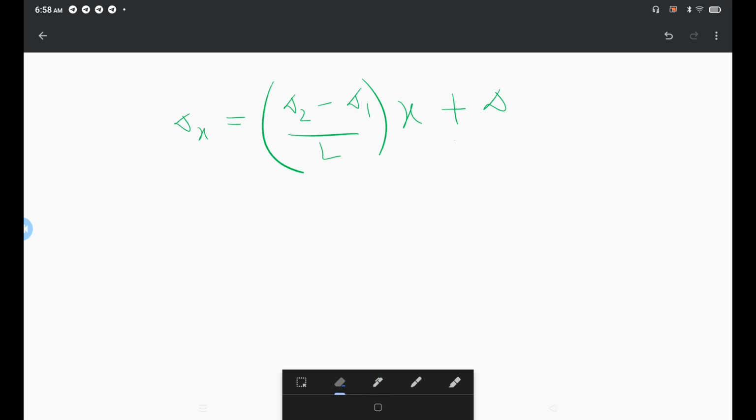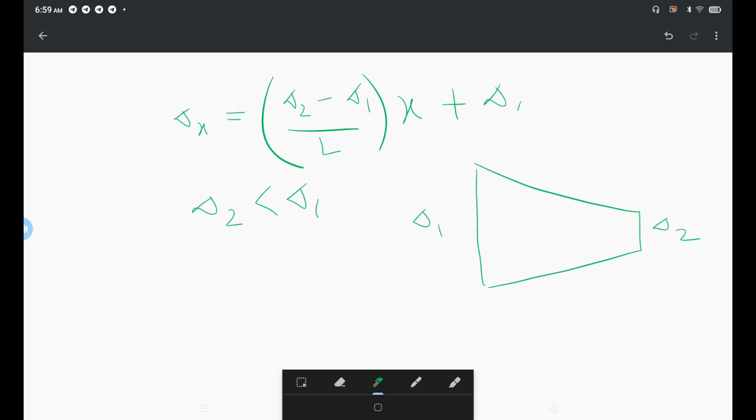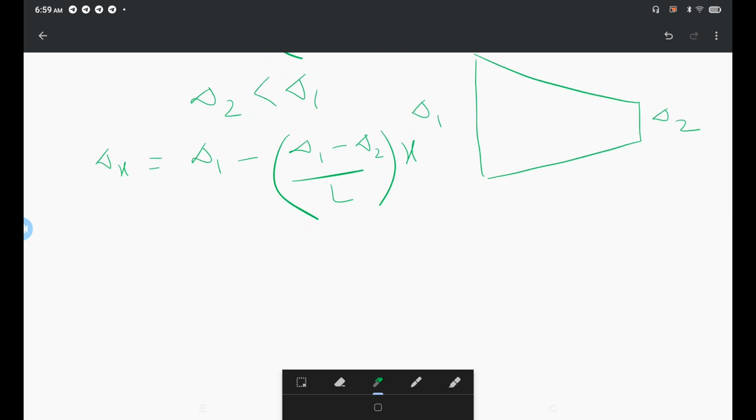Sorry, d1. As d2 is less than d1, our equation of the straight line will be dx equals d1 minus d1 minus d2 upon L x. This is our formula for dx.